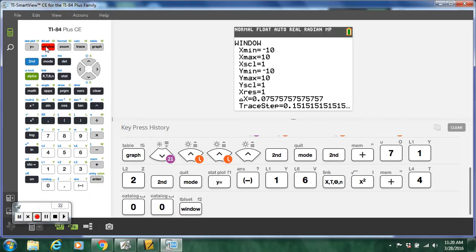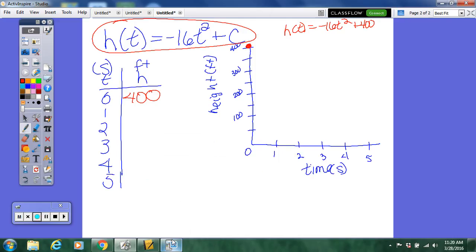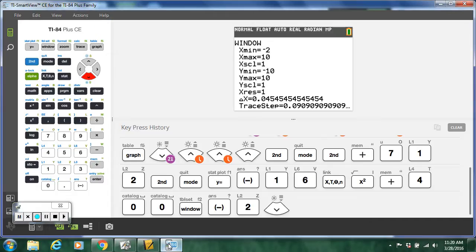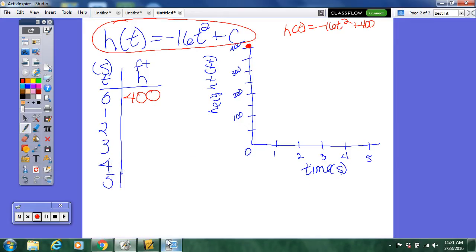But we don't want our x minimum to be 0. We want to see a little bit past it. So I'm just going to make that one negative 2. And my x maximum, what was my x maximum here? 5, but I want to go past that, so let's go to 7. And the scale, what are we counting by? Counting by ones.